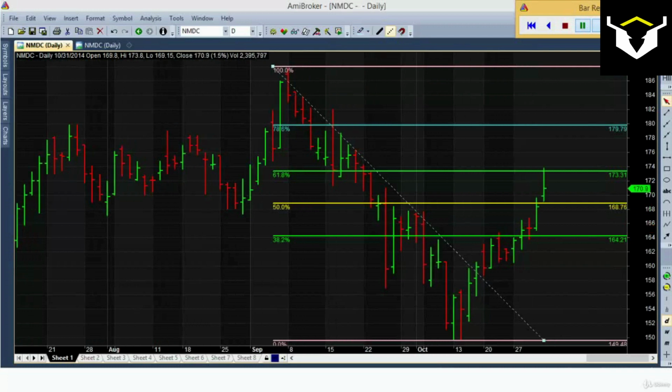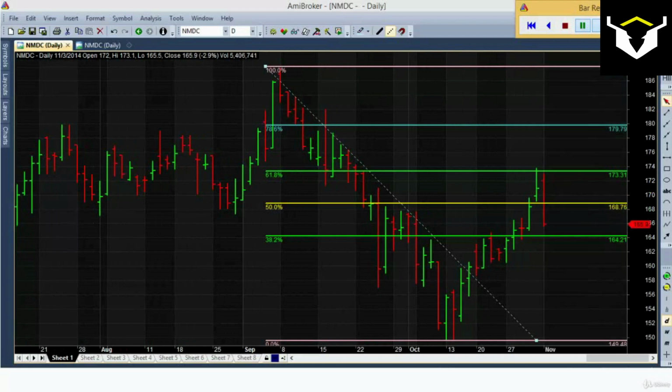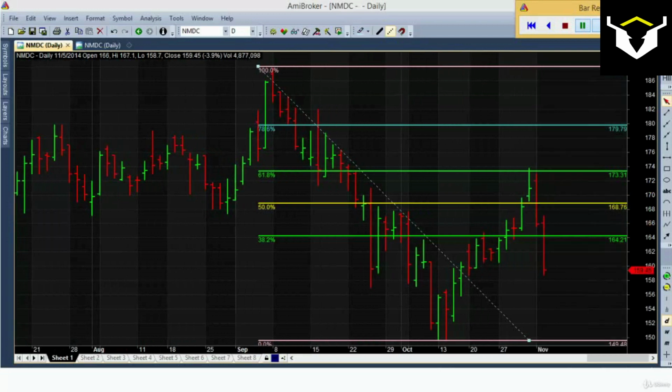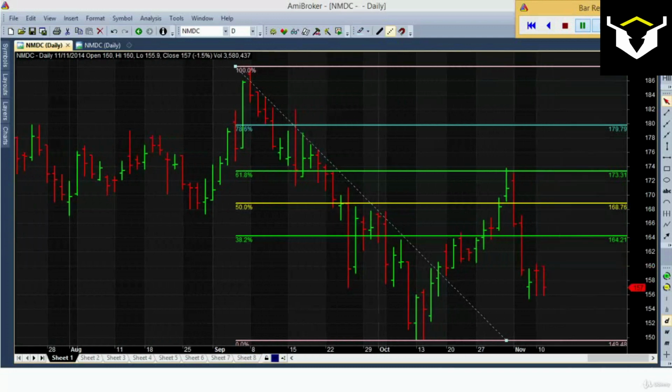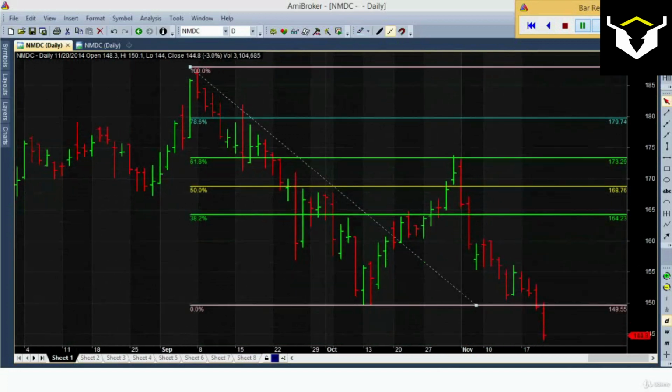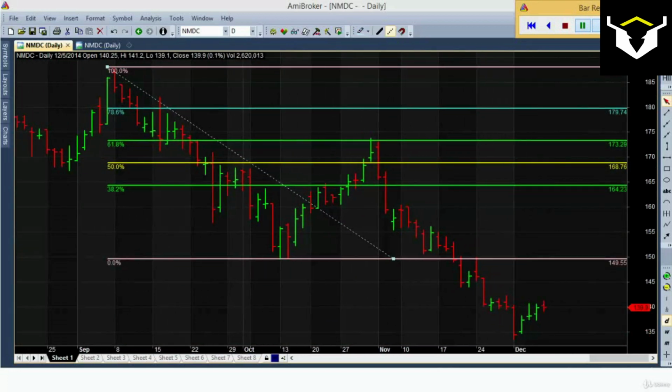You can see price has breached 50 and reached 61.8%. There is a reversal day, and it seems like prices have found resistance at 61.8%. There you can see it goes ahead to make a new low.